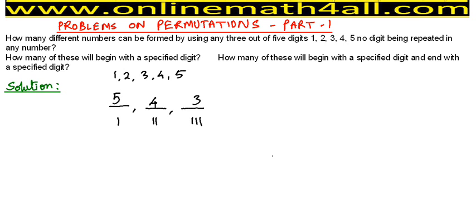So to get the result for this one, I just have to multiply these 3 numbers, 5 times 4 times 3. So 5 times 4 will be 20 and 20 times 3 will be 60.